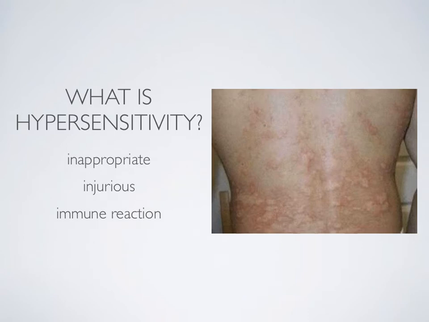So we're going to start with thinking about what is hypersensitivity. This is an inappropriate reaction, meaning that the immune system is usually just doing its job. It's trying to protect us from something toxic, something foreign, or trying to initiate repair for damaged tissue. But if that response is out of proportion to the stimulus, then it's considered inappropriate.